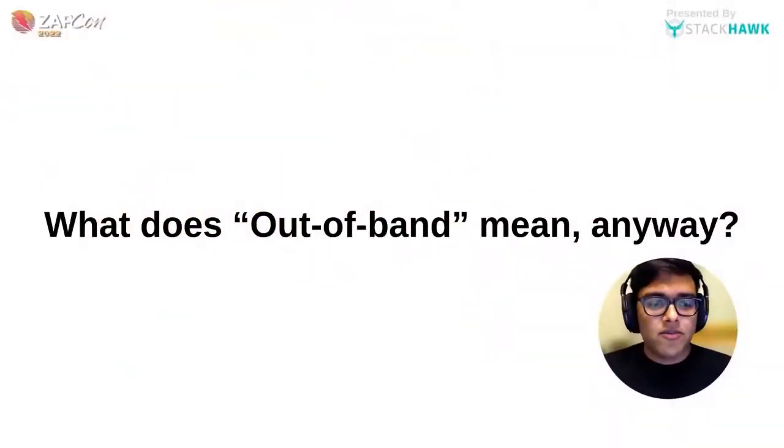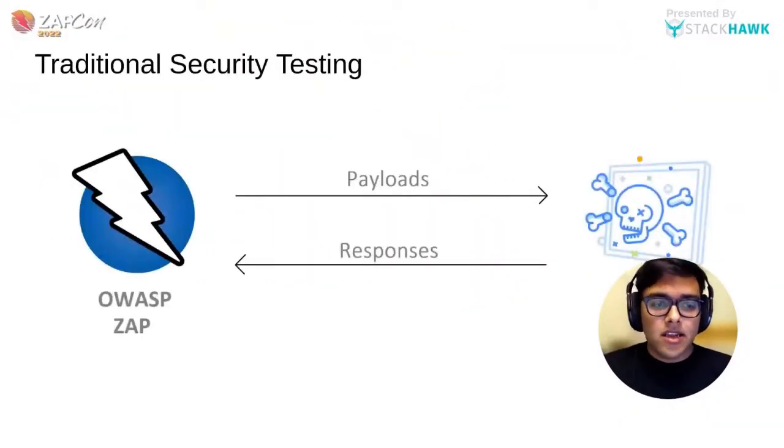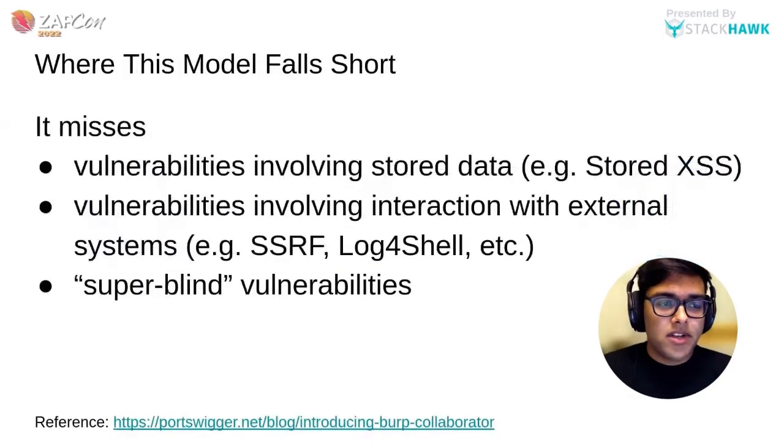What does out of band mean anyway? Traditionally, how security testing is done with ZAP and other scanners is they send payloads to the target, and the responses that they receive back are analyzed. But there are many places where this model falls short.